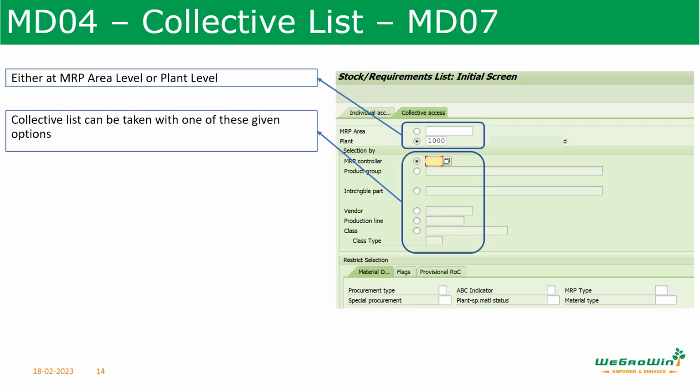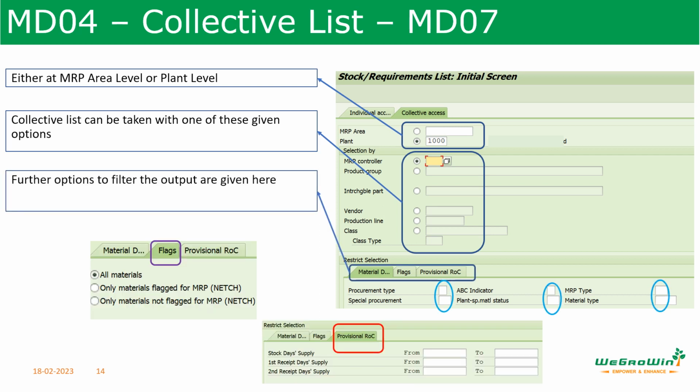So far we discussed the stock requirement list for the individual materials. It is possible to have a collective display of various materials. At the organization level, we can group the materials based on MRP area or plant. Further, we can select one of the following options like MRP controller, product group, vendor, etc. In addition, there are further filter options to display the proper collection of materials.